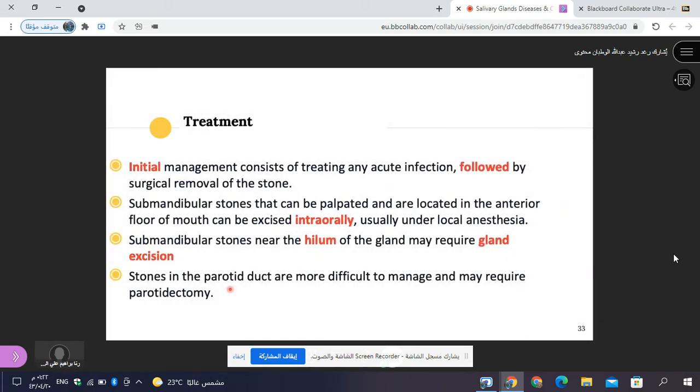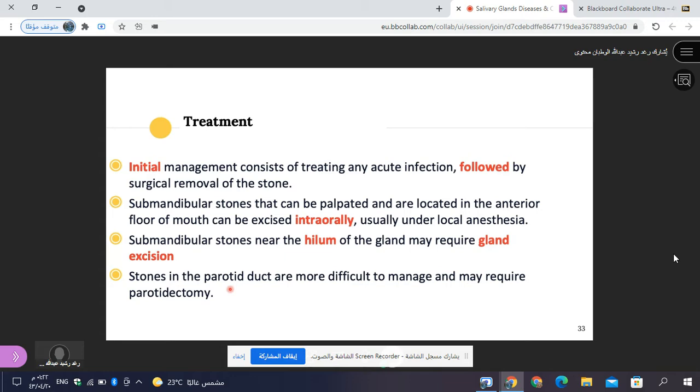Okay, now let's move to the treatment. First of all, we should treat the acute infection, and this is the first step. And the second step is the surgical removal of stone, which actually depends on the location. For example, submandibular stones that can be palpated and are located in the anterior floor of the mouth, we can excise intraorally. But submandibular stones near the hilum require excision of the gland. And this is for the submandibular gland. But for the parotid gland, unfortunately this is very difficult, and this may require parotidectomy.